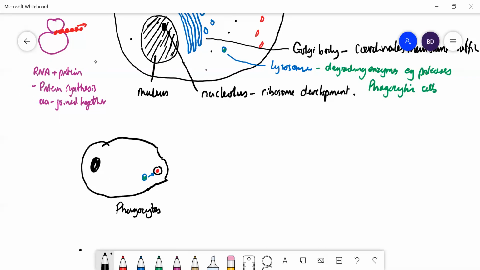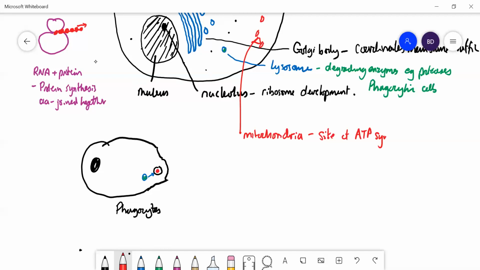Right, now, these little red things here. You can just about see them with a light microscope, but you can't see any of the structure. They just look like little dots. With an electron microscope you can see them, and they're called mitochondria. And they are the site of ATP synthesis.